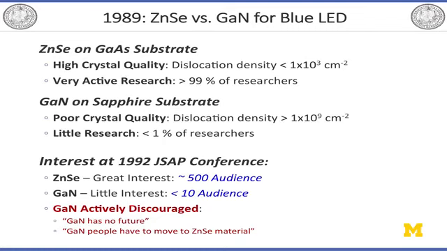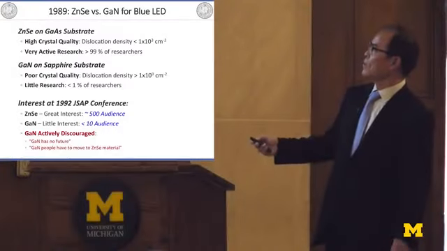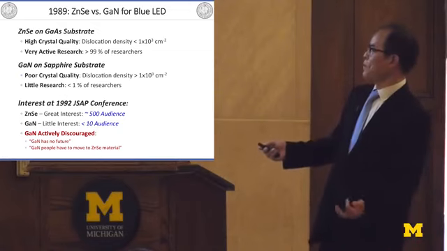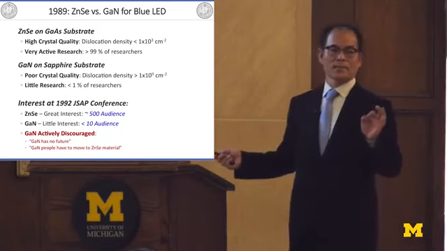So, as I told you, at that time zinc selenide had a defect density of less than 10 to the third. Number of crystal defects less than 10 to the third. So everybody selected this one. Gallium nitride on sapphire has a defect density of more than 10 to the 9. So basically nobody, not nobody, only a few groups.